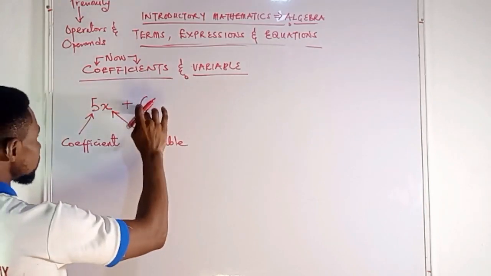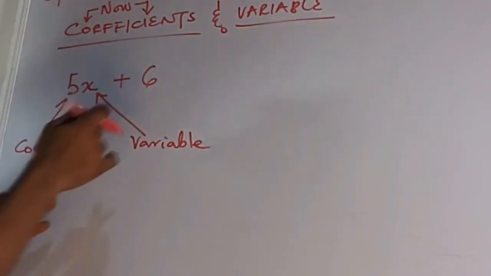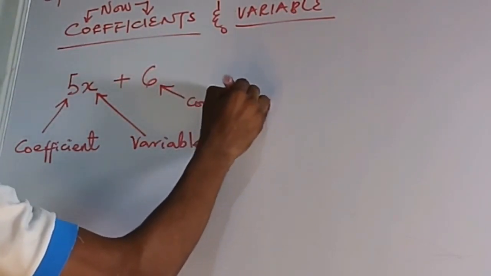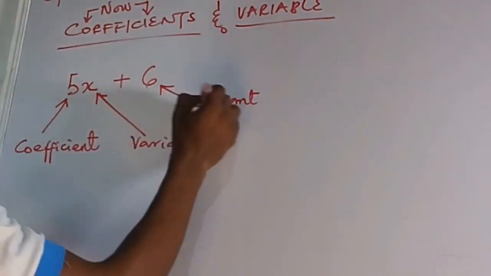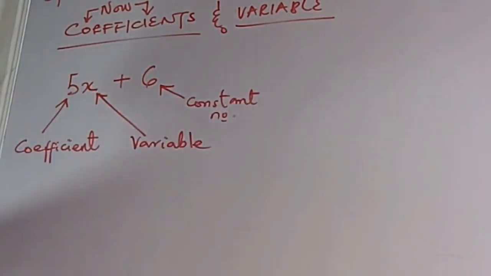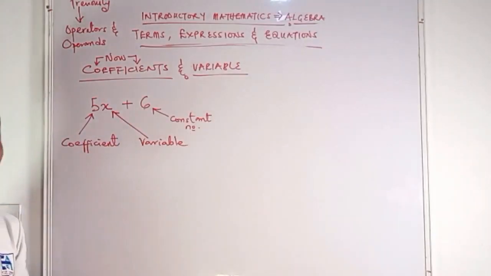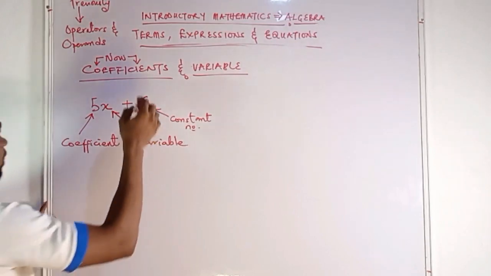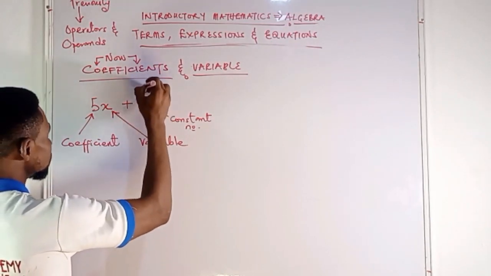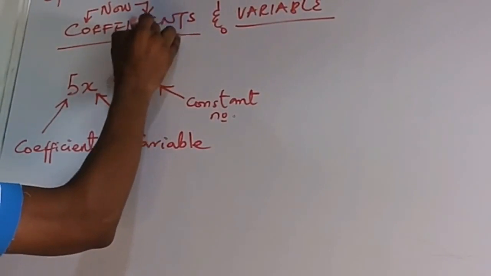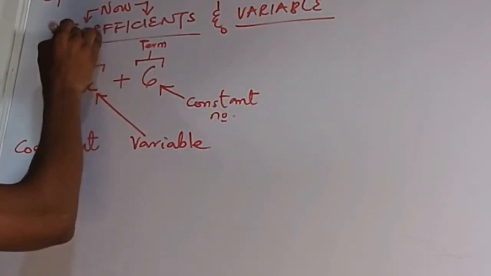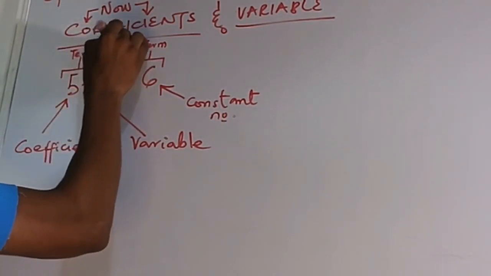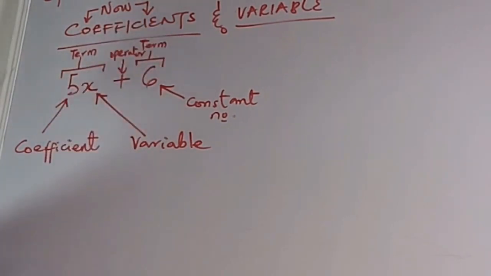Now, this 6 here that does not have any attachment is called a constant. You can call it a constant number. It is called constant because the number still remains the number, no matter what. 6 is still 6. As far as this term is concerned, this is a term, like we said in the earlier video. This is also another term, and this is an operator between the two terms.